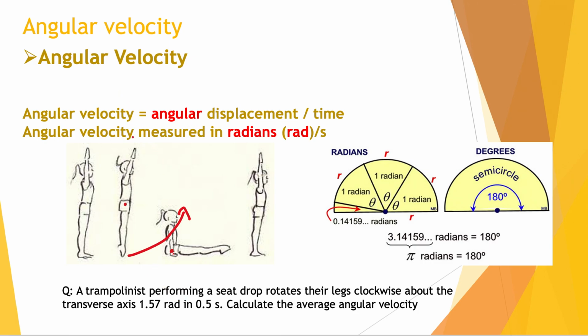So can you use the calculation in order to calculate the answer to this question? A trampolinist performing a seat drop rotates their legs clockwise about the transverse axis, because it's this one coming through here, isn't it? 157 radians in 0.5 seconds. Calculate the average angular velocity. Pause the video, have a go.